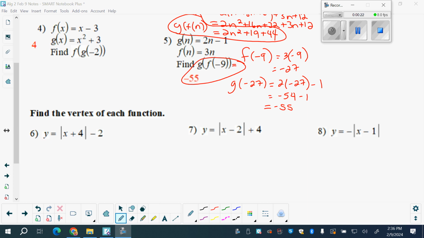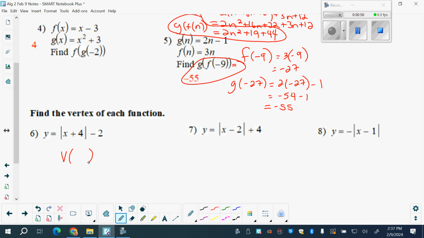Looks like this. Two words, starts with an A. It could go like this, could go like this. Absolute value function. Yeah. So this is an absolute value function. What's the vertex of that absolute value graph?